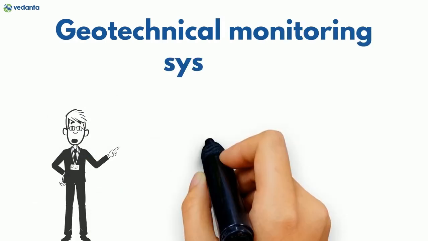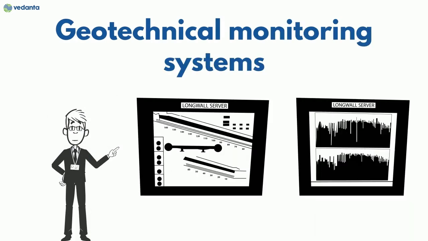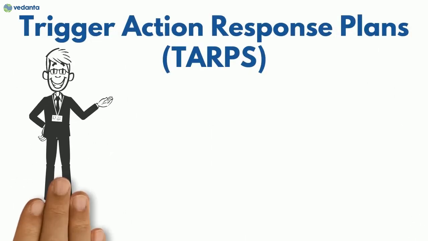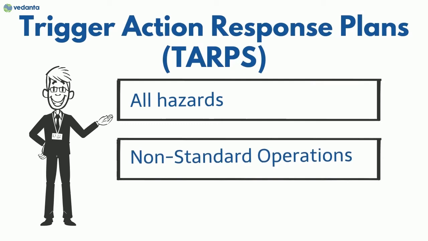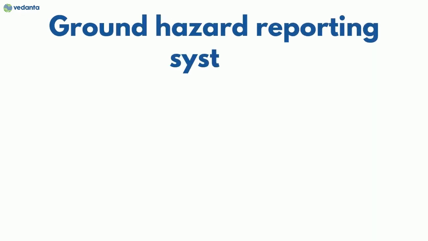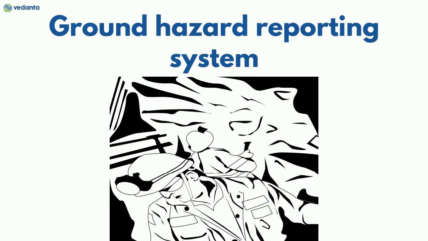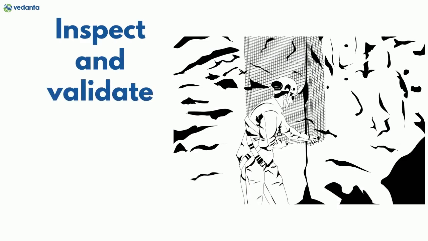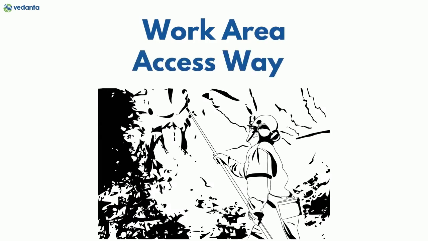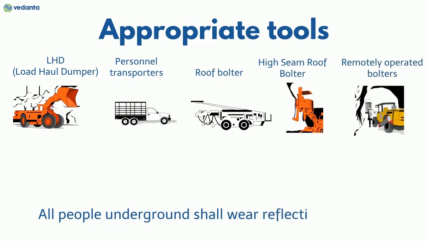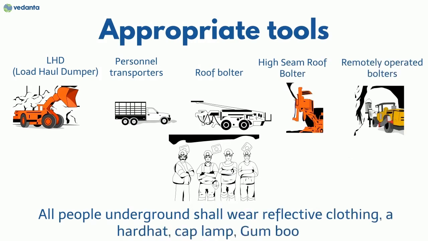You should also understand the geotechnical monitoring systems that warn of early ground movement, plus trigger action response plans that describe what to do in all hazard scenarios, including risk assessment of non-standard operations and changes in management. A ground hazard reporting system must exist for early risk identification. Certified personnel must inspect and validate ground support systems. A documented scaling regime must ensure both working areas and access ways are secured. Appropriate tools, equipment, and ground support must be used for all sizes of excavation without exposing workers to injury.